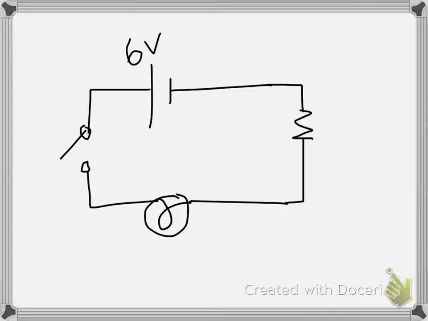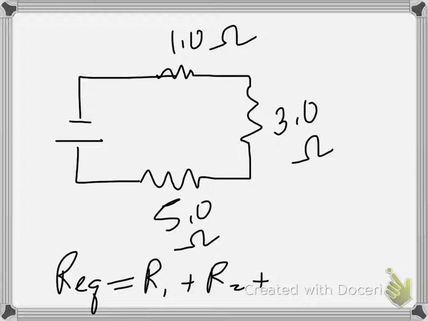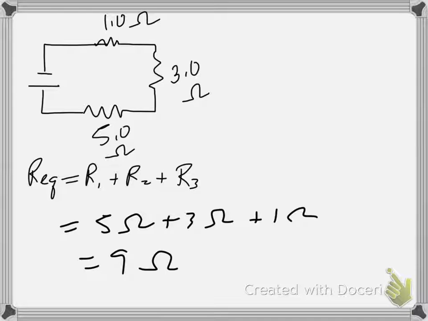Okay, here's what I'm going to do. Equivalent resistance in the circuit. Because these are all in series, R equivalent, which we write that way, is equal to R1 plus R2 plus R3. So this is easy. It's equal to 5 ohms plus 3 ohms plus 1 ohm. It's equal to 9 ohms. Easy peasy. Cool. 9 ohms.